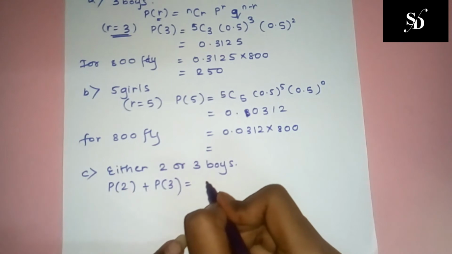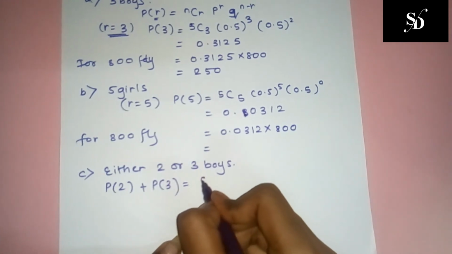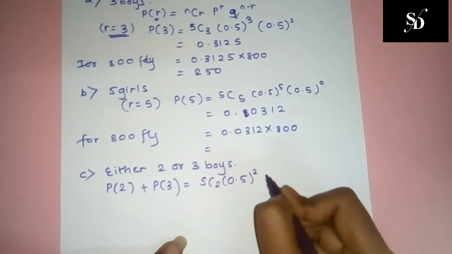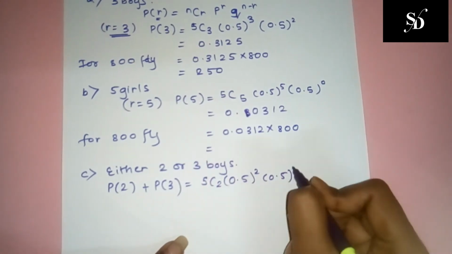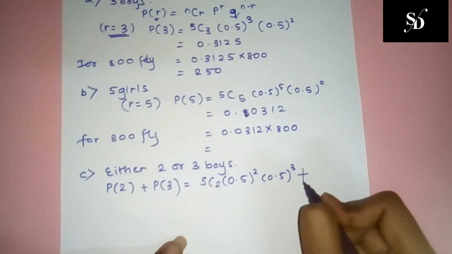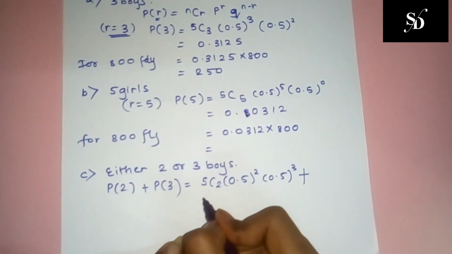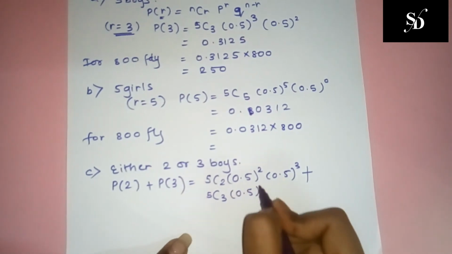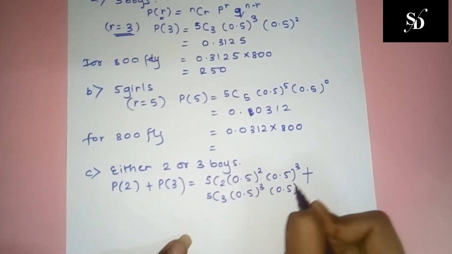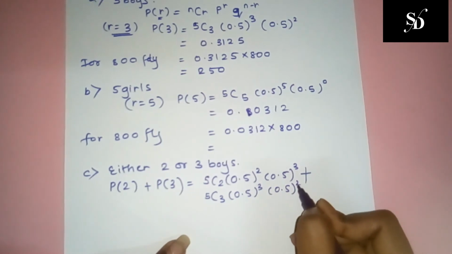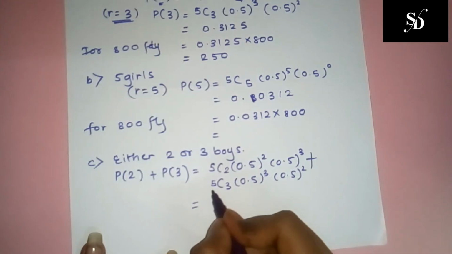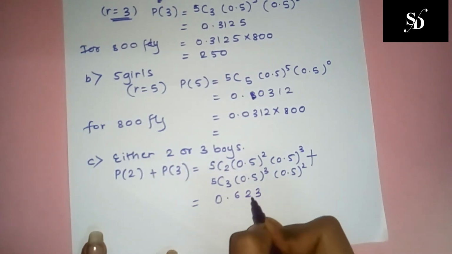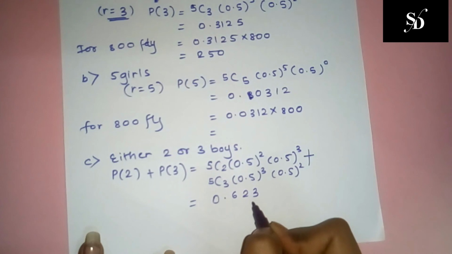That is, for P of 2 it will be 5C2, 0.5 raised to 2, 0.5 raised to 3. Now plus, for P of 3, it will be 5C3, 0.5 raised to 3 and 0.5 raised to 2, because 5 minus 3 is 2. It is 0.625. This is the answer. You have to solve it by yourself.